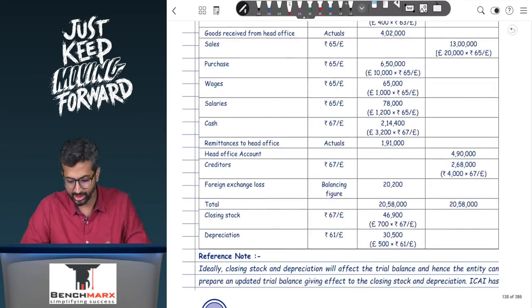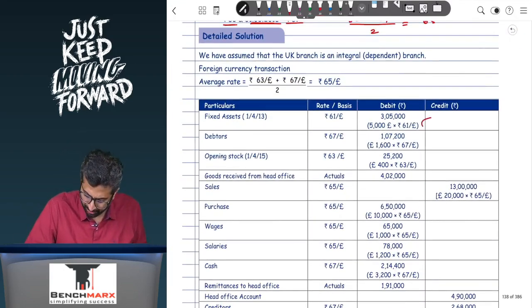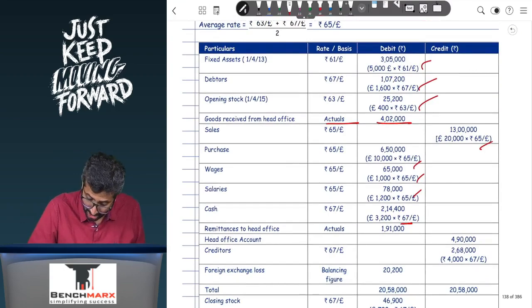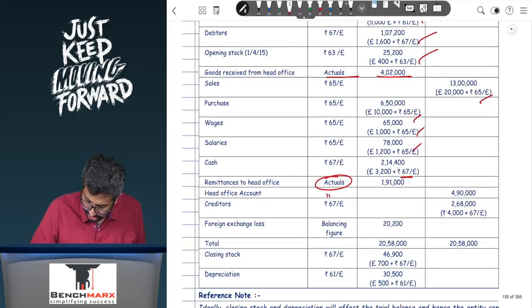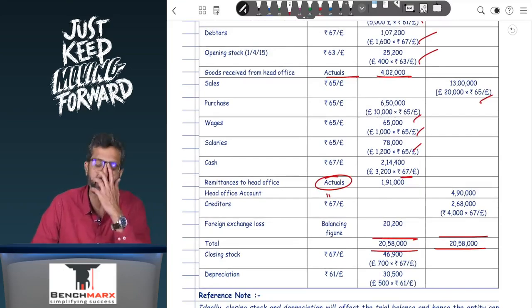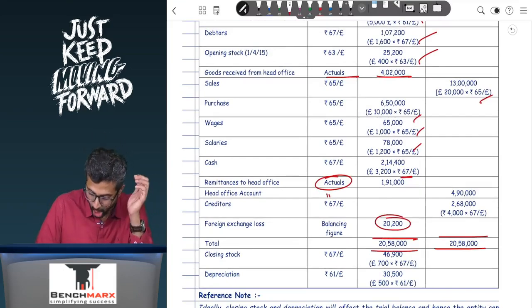So then it's a mathematical process, you apply 61, 67, 63 for opening stock. This is actuals, as you can see, 4,02,000. Then 65, 65, 65, everything at the average rate, cash being at the closing rate. Again, this is actuals. Head office, again, this is actuals. And then you will take the total. The total was tallying in pounds, will not tally in rupees, and hence the balancing figure will be forex loss.